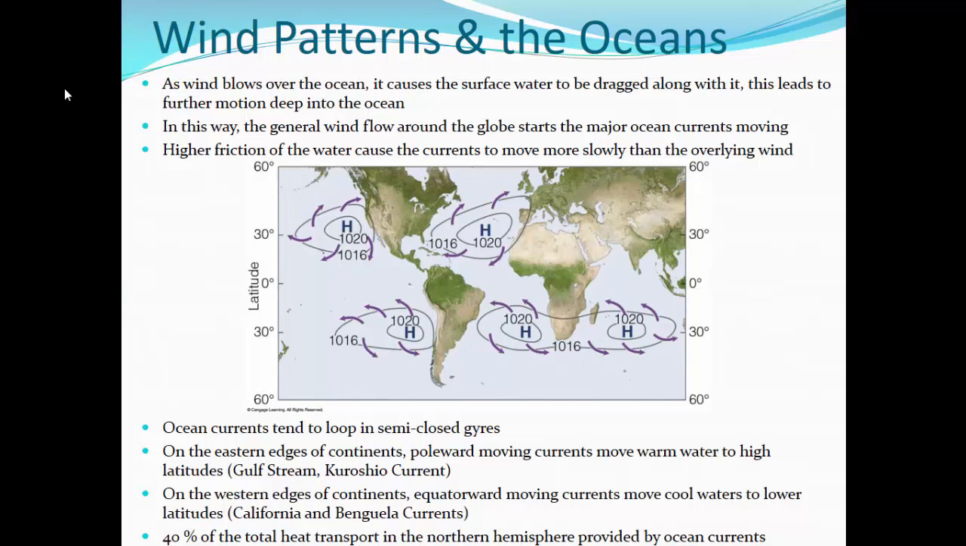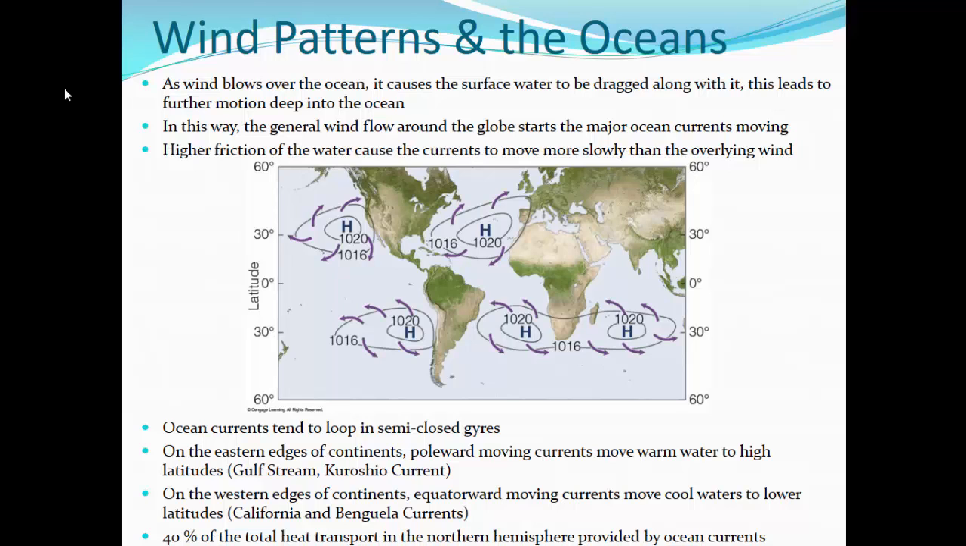At the global scale, these larger scale wind patterns also affect the oceans and create our ocean currents. So as wind blows over the ocean, it causes the surface of the water to be dragged along with it. And that surface being dragged along with the wind, because of friction, pulls water at deeper and deeper levels along with it. So in this way, the general wind flow around the globe starts the major ocean currents moving. Higher friction of the water means that it's not going to move as quickly as the wind. So the wind may be blowing at 15 or 20 miles per hour, and the water underlying that wind may only move at 2 to 5 to 6 or 8 miles per hour.